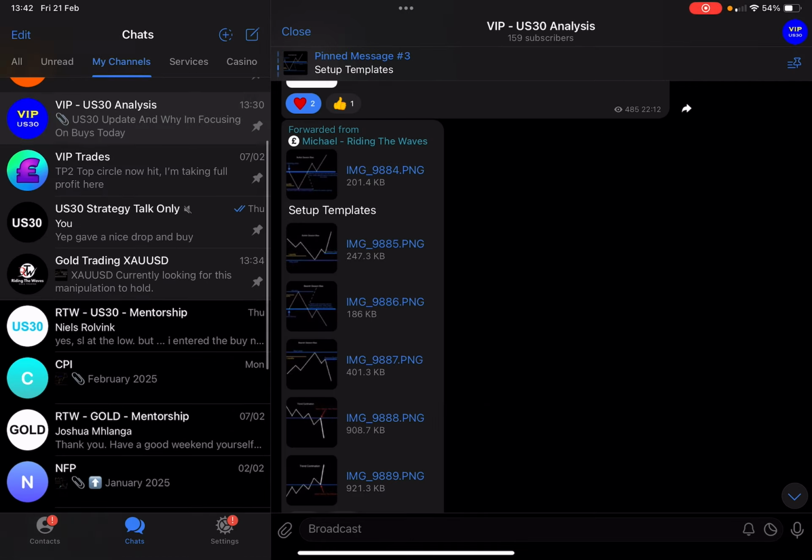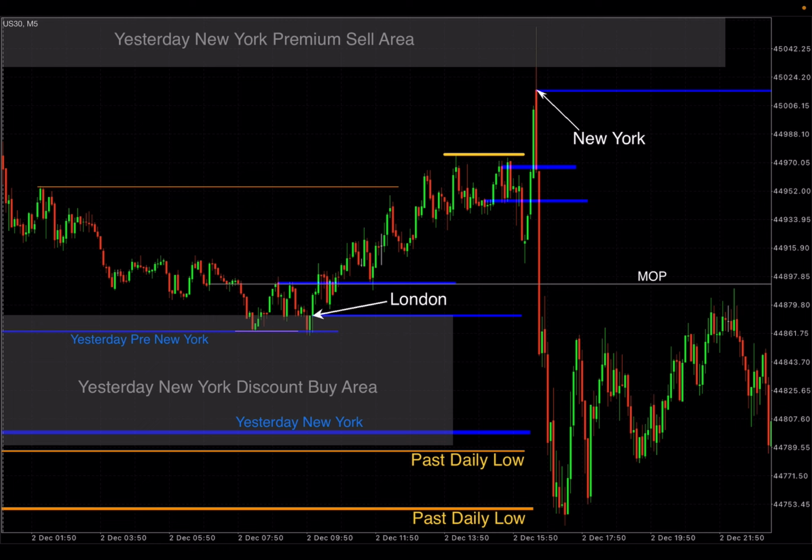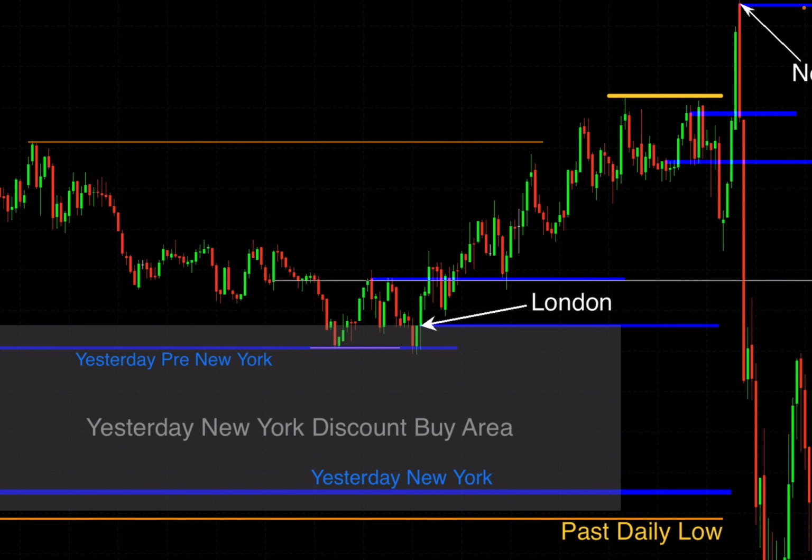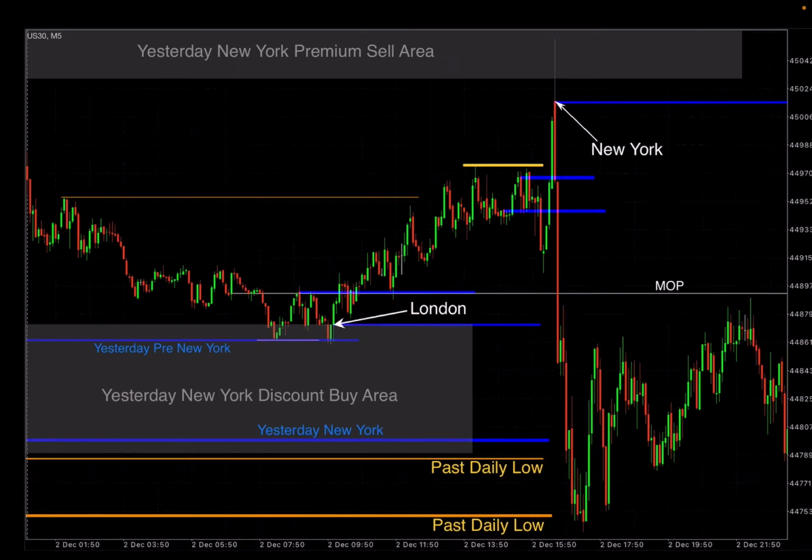So this is the first day of December. Straight away we're just going to go through it all. Nice little recap pictures. You can see London opening from the pre-London, which is the top blue line, pushed down, hit the key level, which is the previous day pre-New York, took liquidity a little bit, and then you got the movement up with the London opening. By the mop, you'd have moved to break even and then continues towards the upside.